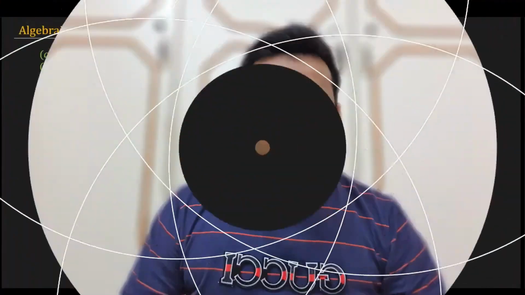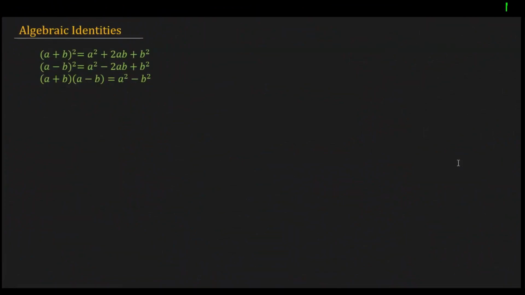Now let's dive in. Today I'll tell you about the algebraic identities. Algebraic identities are very important in algebra because whenever we are opening the bracket we need the help of it.